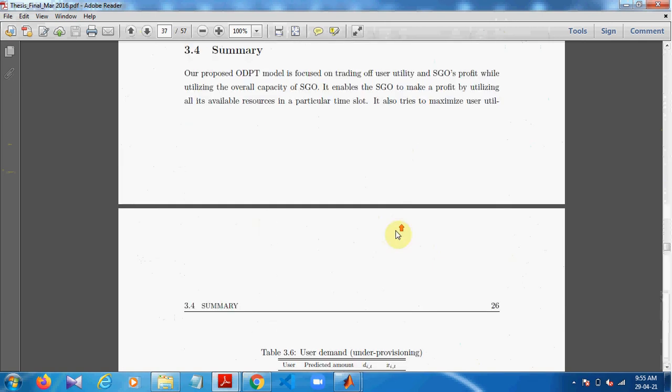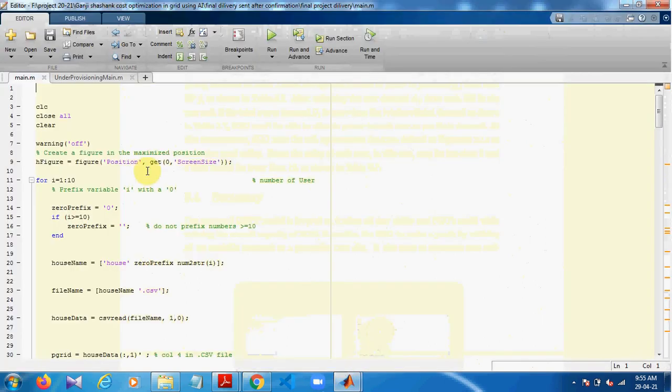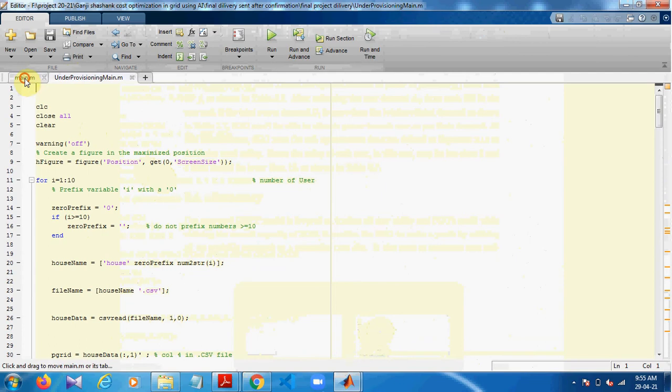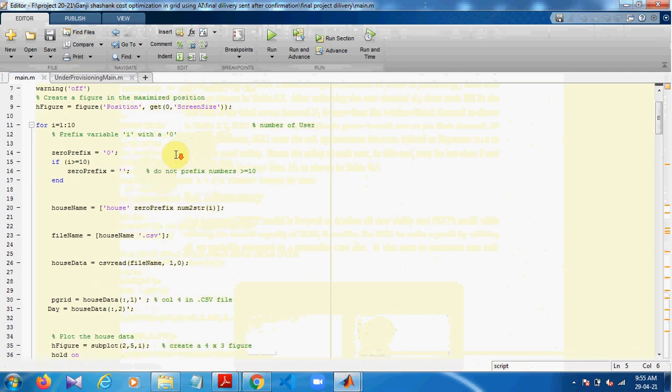So we'll come to see our code. Here we have designed two MATLAB programs. One is for over provision, and this is for under provision. So we'll run one by one. First, we'll see the over provision scenario, wherein as per the project scenario, we have taken a data set for various users.